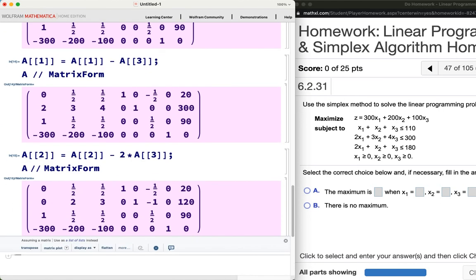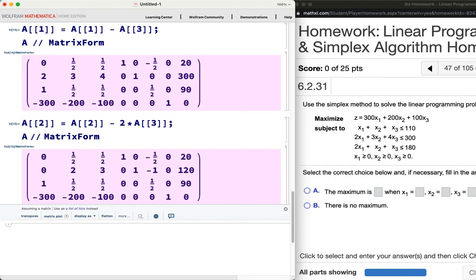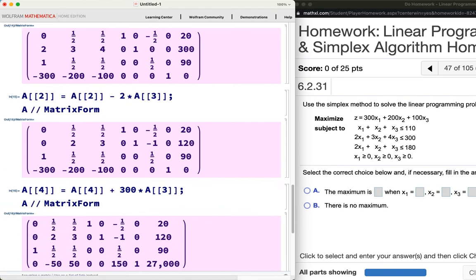So notice I keep referring back to the row that contains that initial magical 1, okay? And then here, how do I get rid of that negative 300 and turn it into a 0? Fourth row is equal to the fourth row plus 300 times the third row. And there you go.